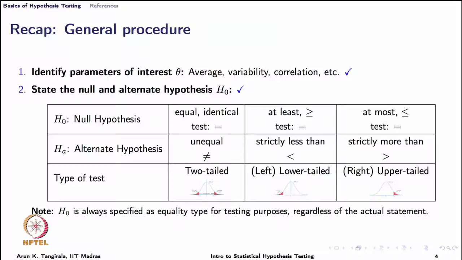Now, as far as alternate hypothesis is concerned, it is very easy. Once you have stated the null hypothesis, the alternate hypothesis is simply the complementary of it, so that the null and alternate together span the entire set of possibilities. For instance, if the null hypothesis is truly of the equality type, we are not talking about the practical null hypothesis that is always of the equality type.